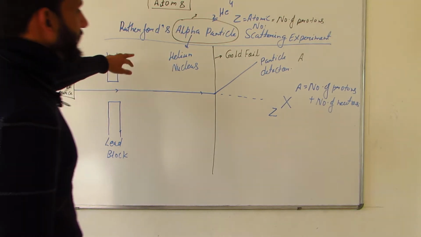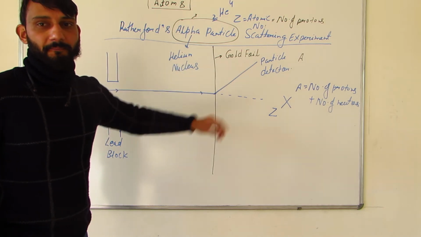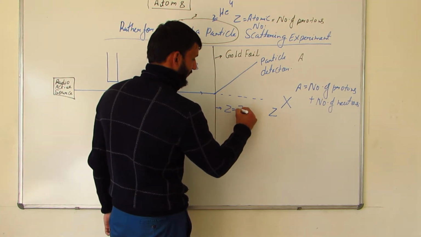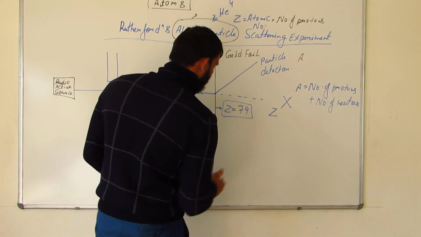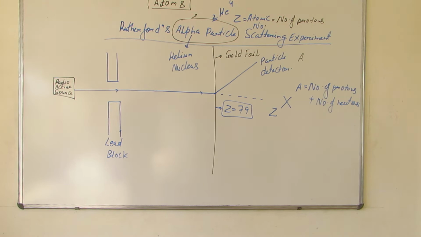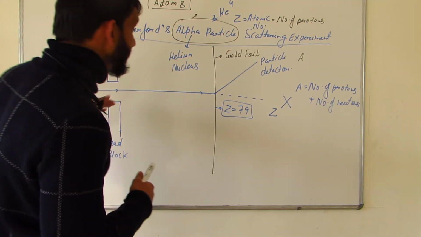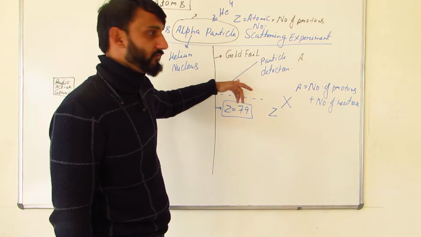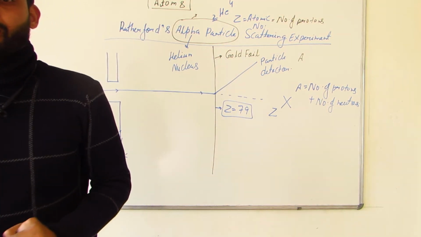And Rutherford did the experiment with gold foil. The atomic number for gold is Z equal to 79. Why did he choose gold foil? The reason is that you could slice gold foil to a very thin layer. And once this happens, some of the particles will deflect here and there. So we have the particle detector, which detects the particles.